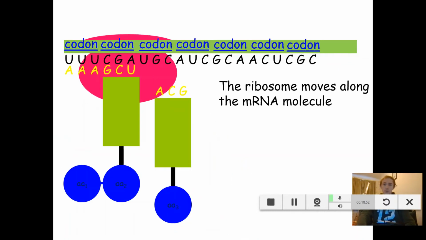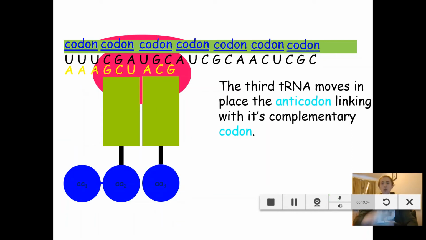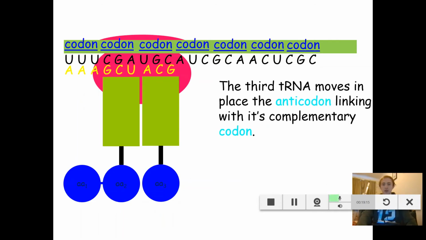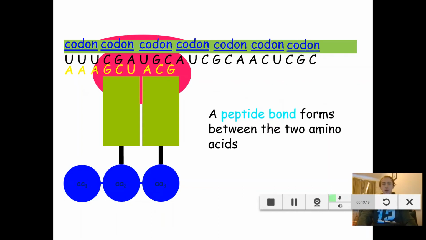And then along comes, next point, the ribosome moves along the mRNA molecule. And along comes the third tRNA. It moves in place, the anticodon linking its complementary codon by complementary base pairing. And we have a peptide bond forming between the 2 amino acids. So we've got the third tRNA moving in, and then we've got a peptide bond forming.